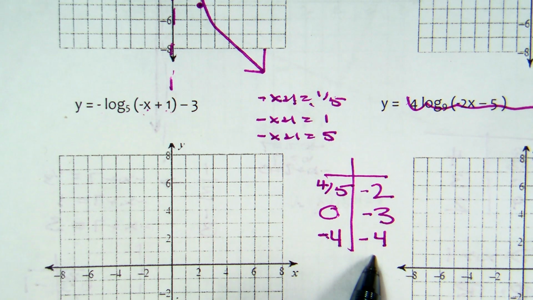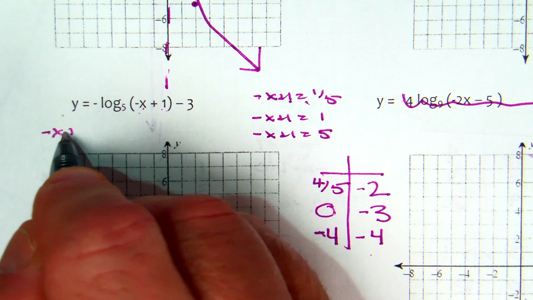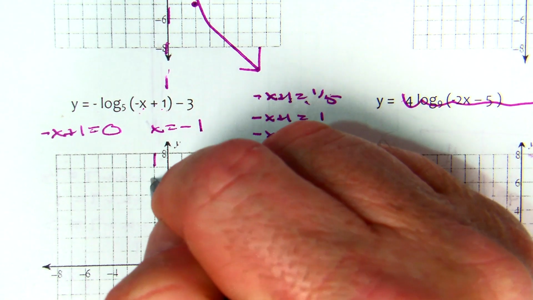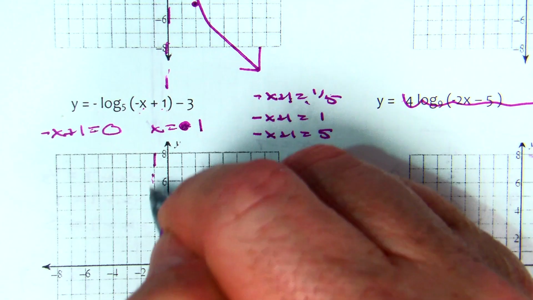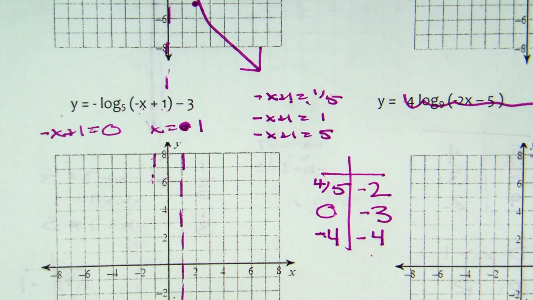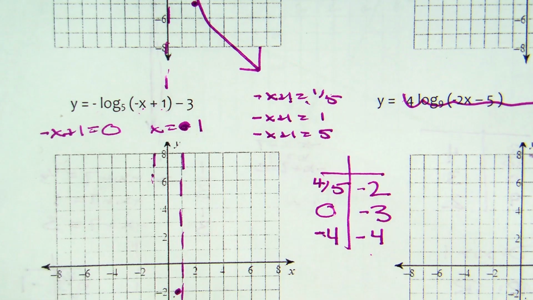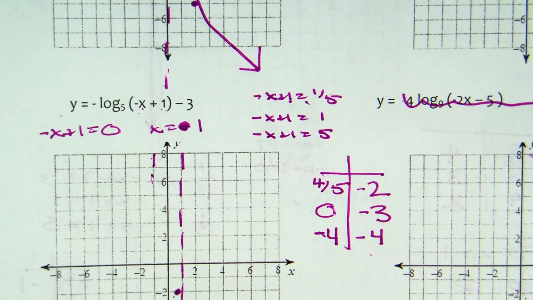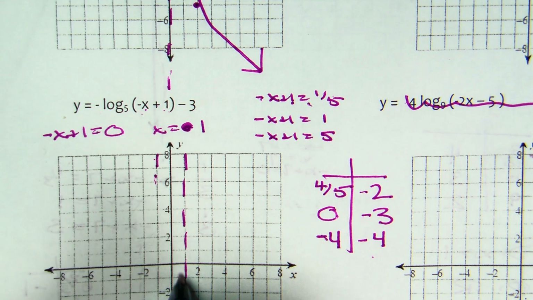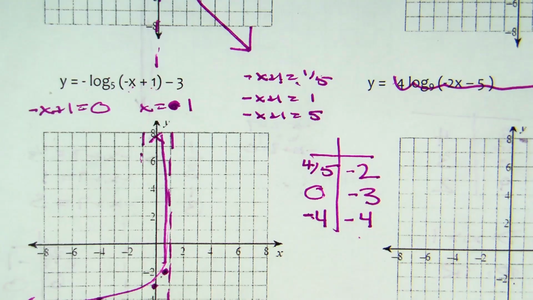The y's are going down 1 each time, which is consistent with what's going on there. To get my asymptote, negative x plus 1 is equal to 0. X equals negative 1 when I solve it. Sorry, x is just 1 when I solve it. So that's there. I then plot my points. 4/5, negative 2 is here. 0, negative 3 is there. Negative 4 is here. That gives me the general structure of my curve. I'm good to go.